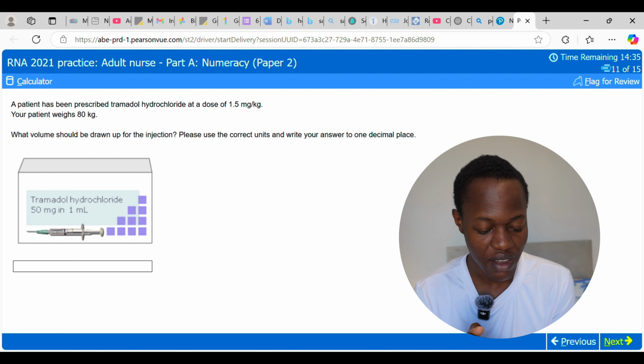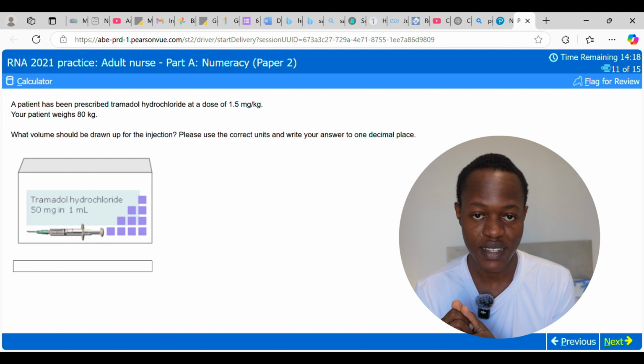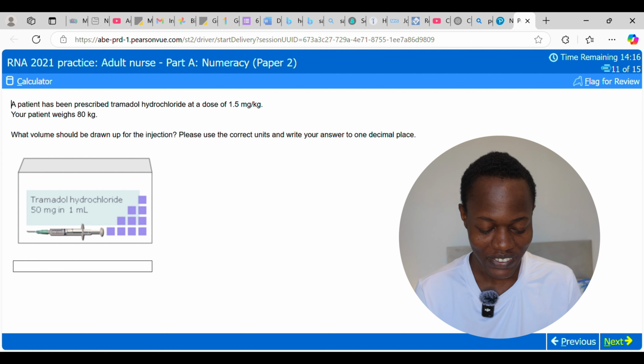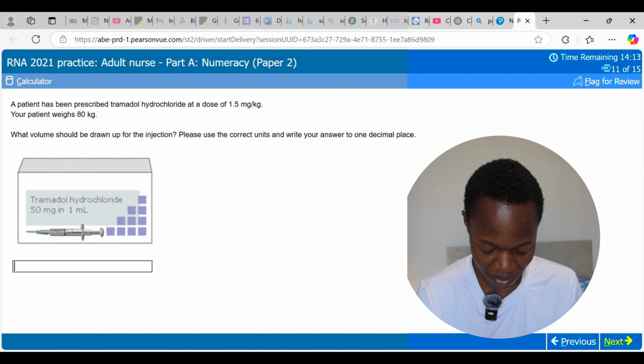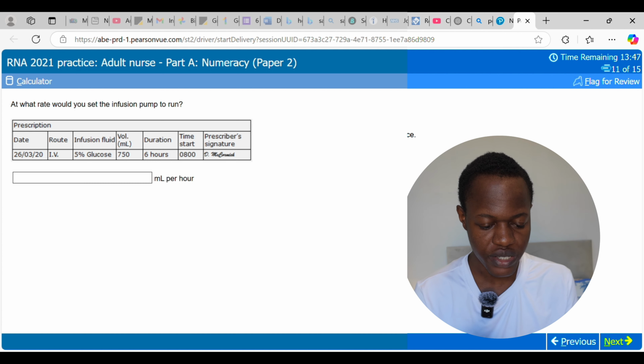So we have 50 milligram in 1 mil. So if 50 milligram equals 1 mil, 120 milligram equals dash. And that gives us 120 divided by 50. I hope you understand. So what is 120 divided by 50? That is 2.4 mil.